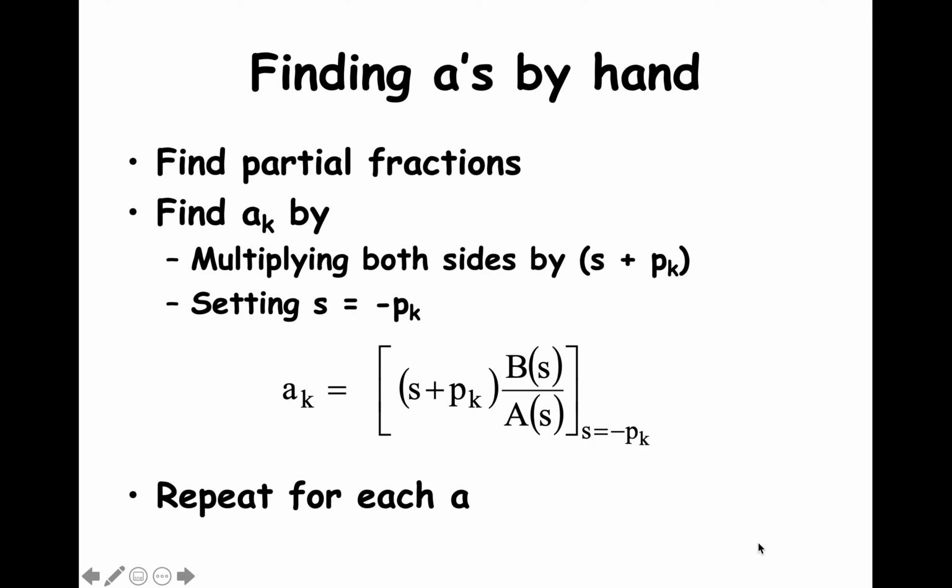Before using MATLAB, we will demonstrate how the numerator coefficients, the a's, can be found by hand. The manual method is described on page 65 of the course packet. We will not use this method very much because we can find a's and p's using MATLAB. But I want you to be aware of the technique in case you need it. To use this method, we need the roots. Then, to find each a term, we multiply both sides by s plus p, set s equal to minus p, solve for a, and repeat the process for each term.